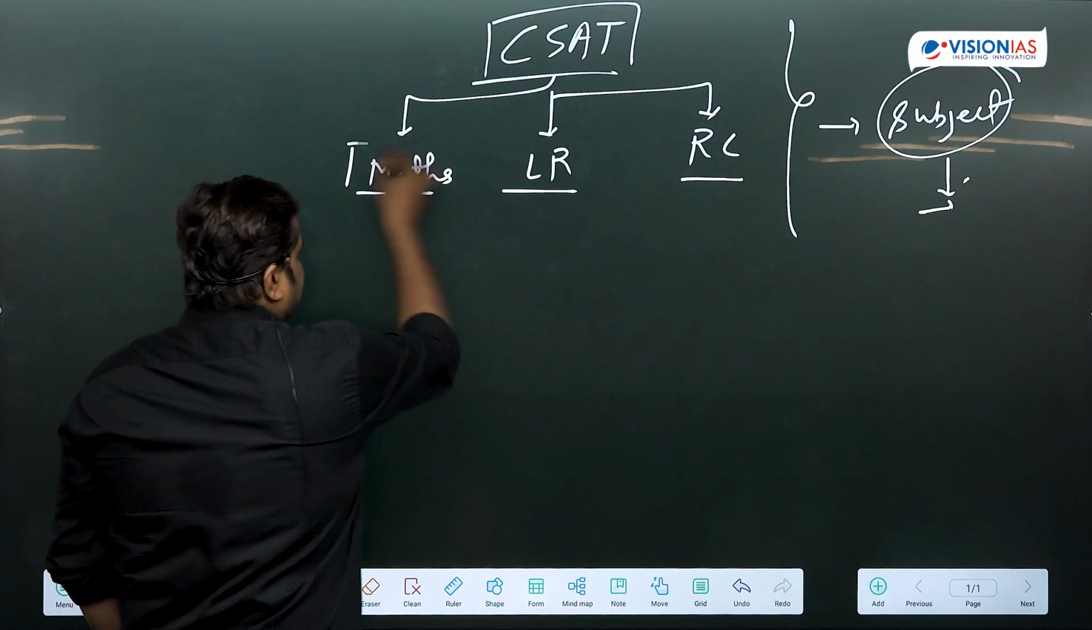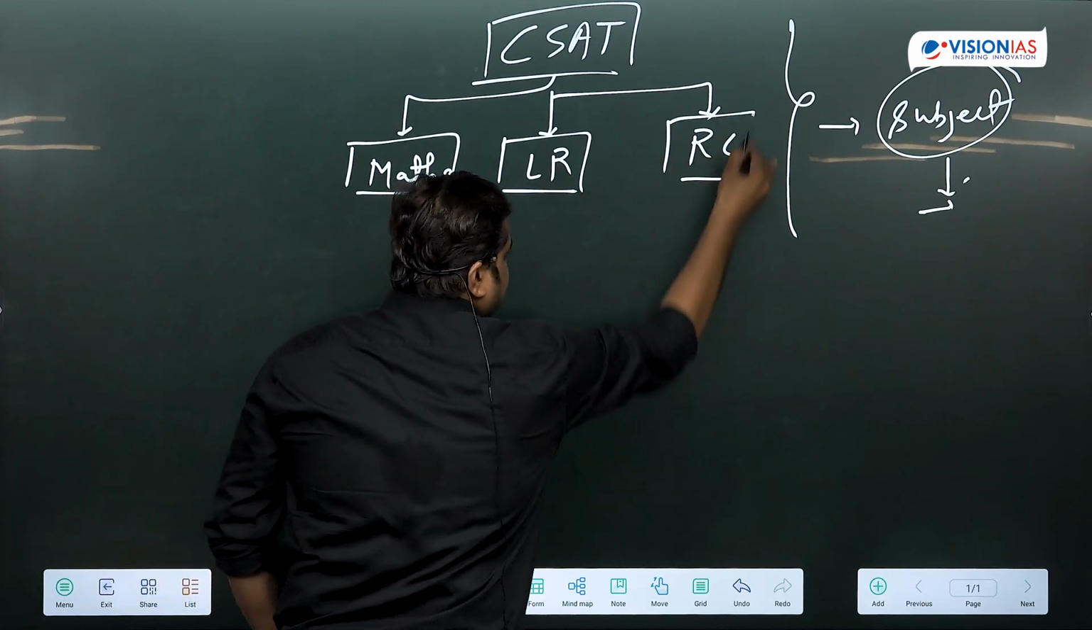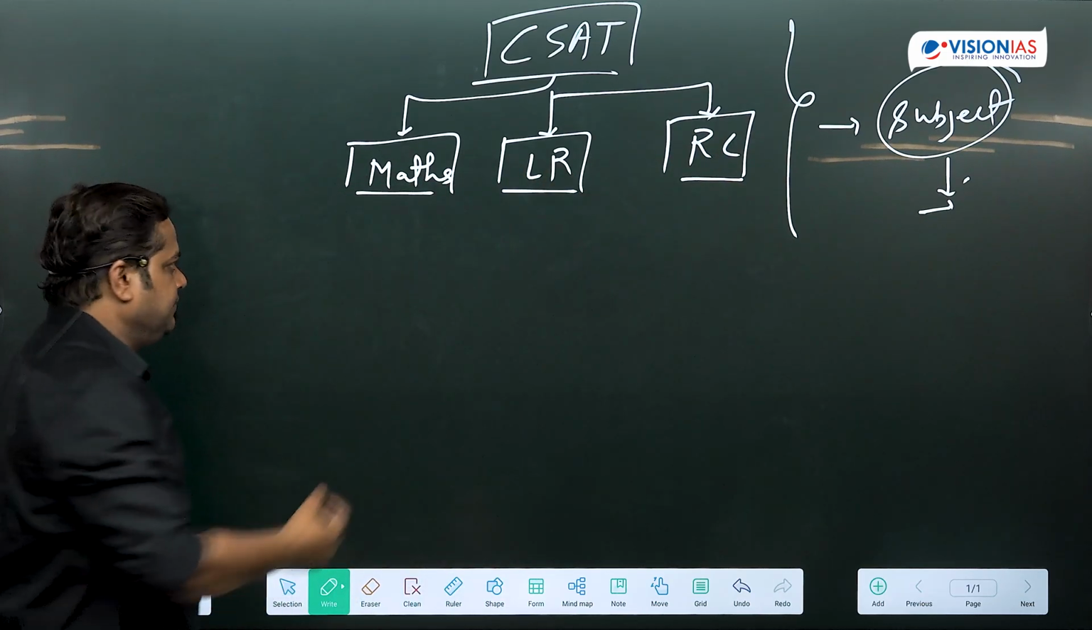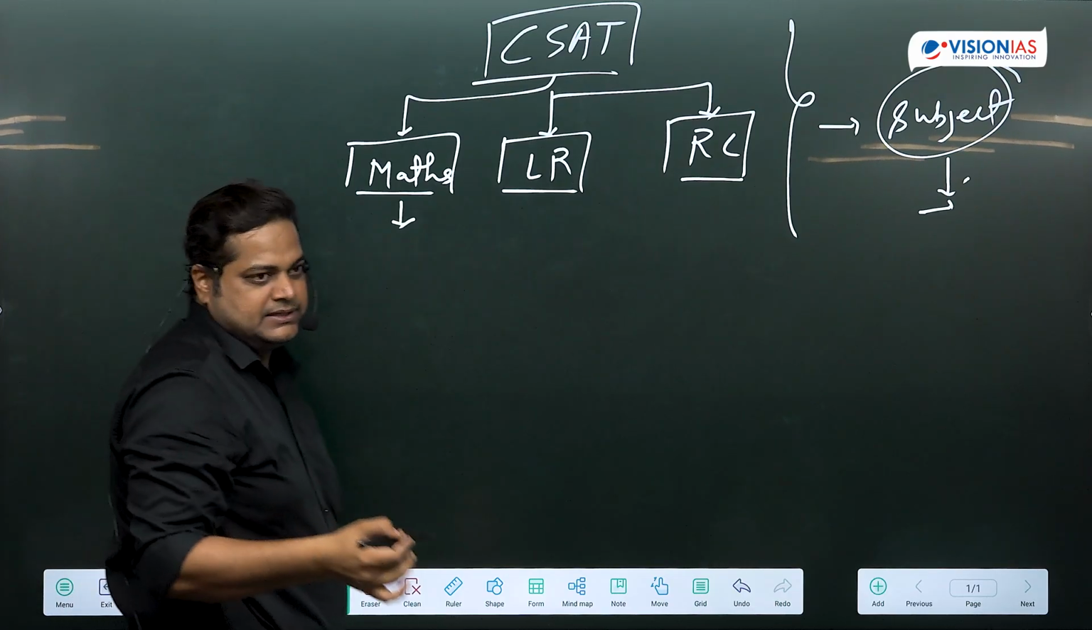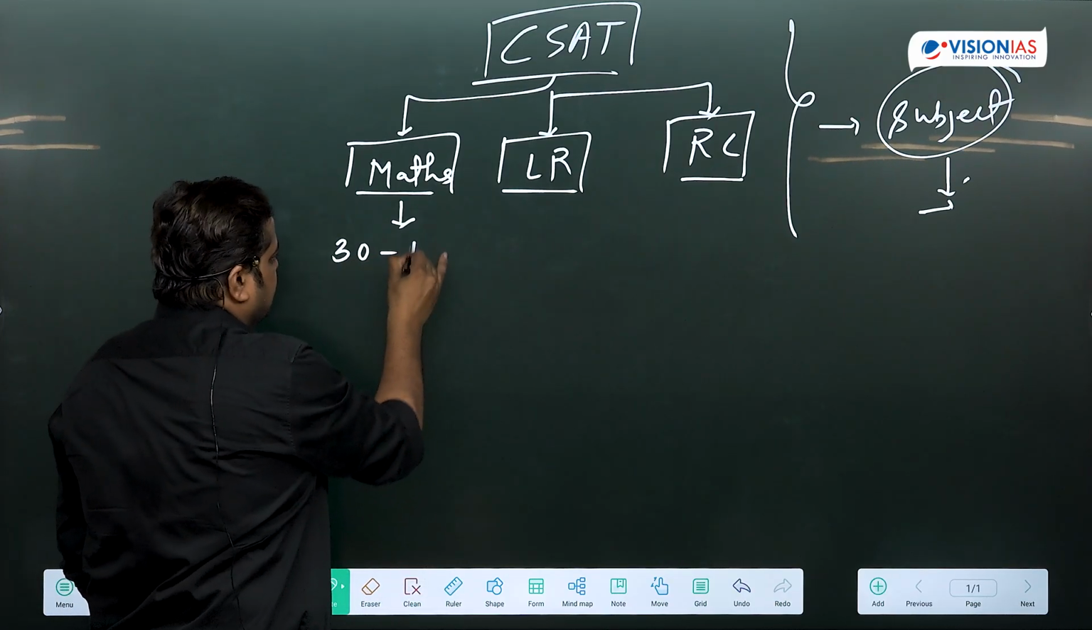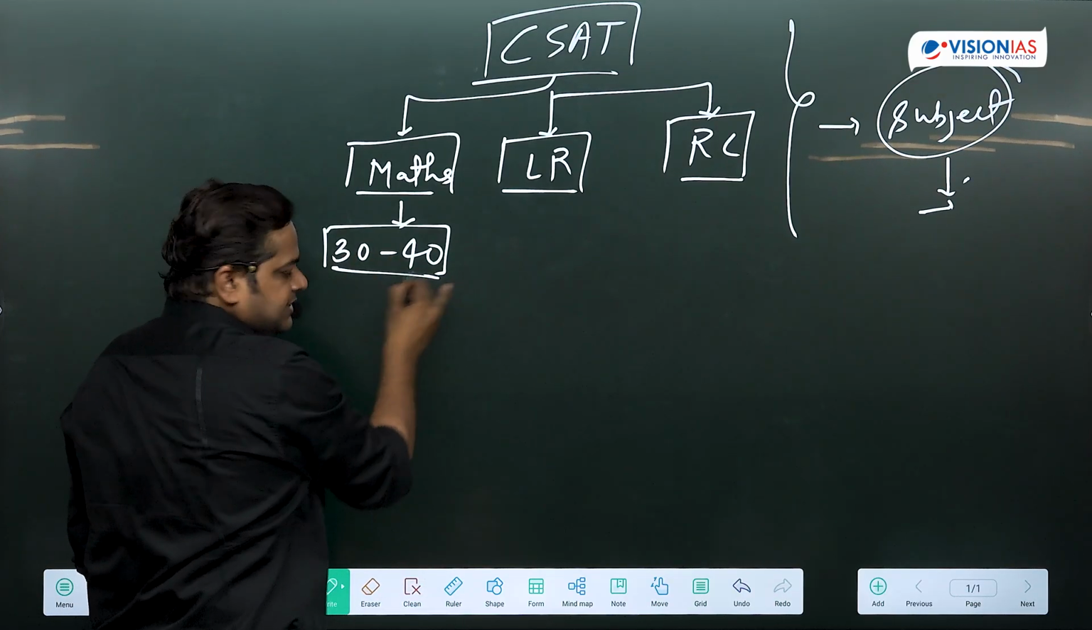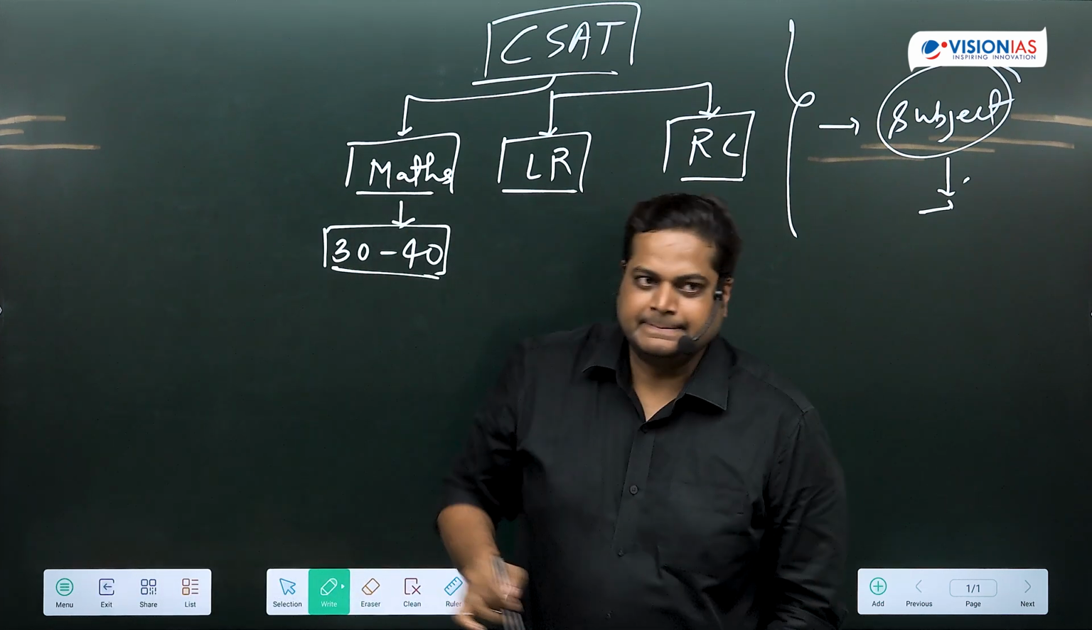Maths. So roughly how many questions are asked? The composition. We have seen in the previous 3-4 years, 30 to 40 questions. Like this year, how many questions were asked? 34.